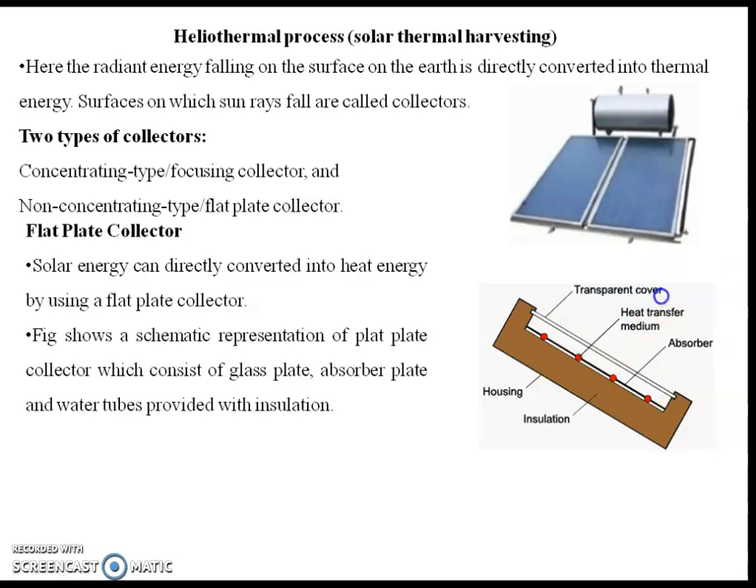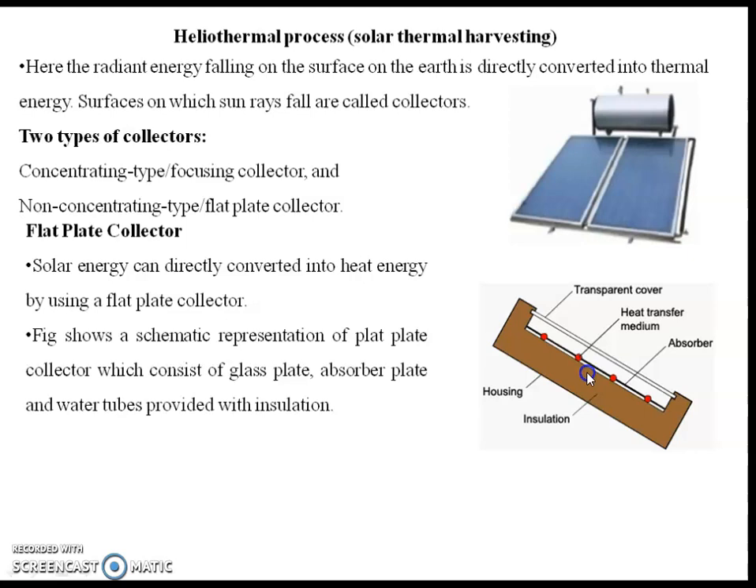The heat generated is transported to a liquid flowing through the tubes, the red colored dots, so that is the heat transfer medium. The flowing liquid or fluid passes through tubes which are fixed to the absorber plate. The liquid most commonly used is water, as in solar water heaters.